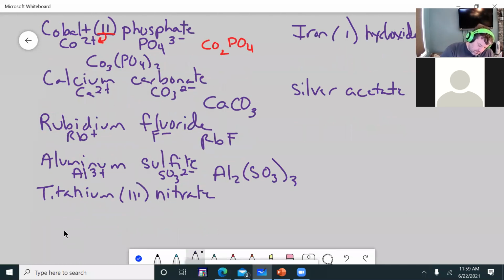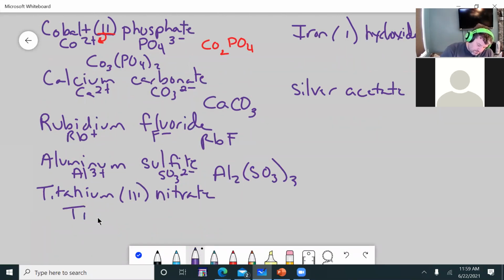Titanium nitrate, specifically titanium(3) nitrate. So I've got the titanium, Ti. It's got a 3+ charge. That isn't telling me how many titaniums, it's telling me the charge on it. Nitrate is NO3 with a -1 charge. Flip-flop, I'll have 1 titanium and 3 nitrates.